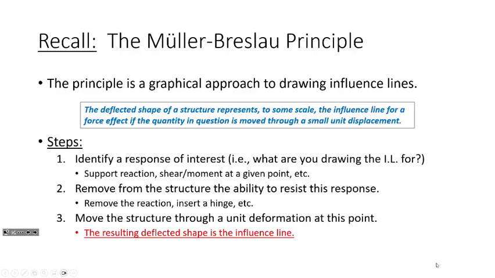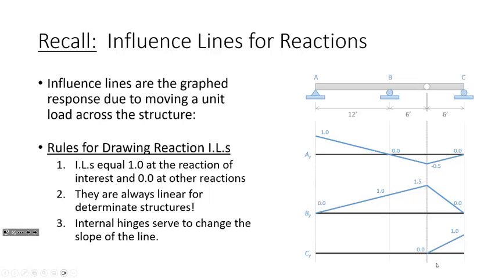So in the case of a support reaction, like if it was a roller, we would just get rid of the roller. And then we would move the structure through a unit deformation. And then whatever the structure looked like after it was deformed, that was the influence line. And we ended up getting diagrams that looked like this.